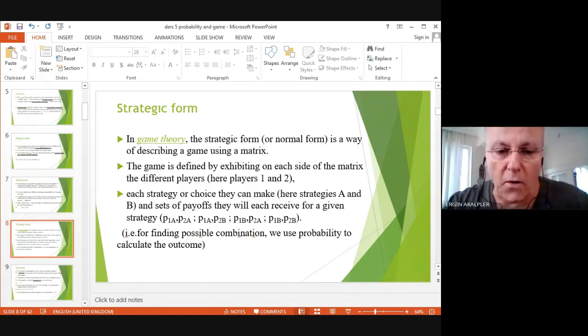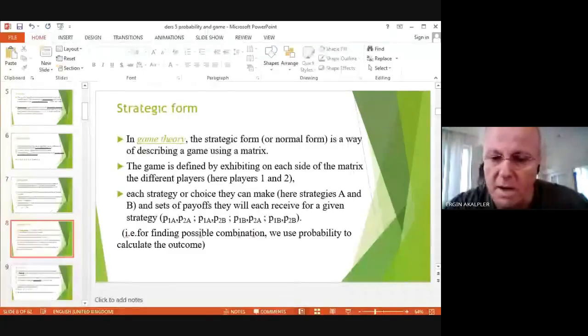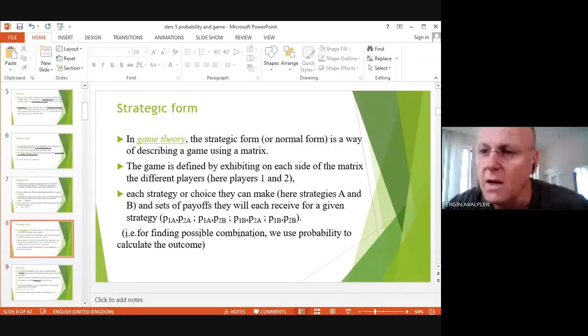Therefore, for finding the possible combinations, we have to use probability, and we have to know the probability which is given to you in the following slides, for being able to understand it and apply it to your decision, or to the payoff matrix, for being able to determine the best possible option among the given outcomes or payoffs.